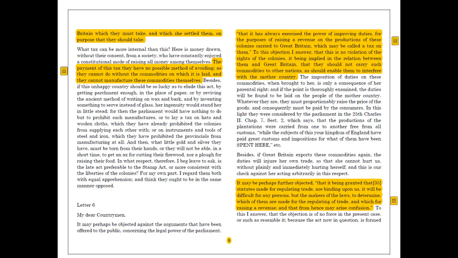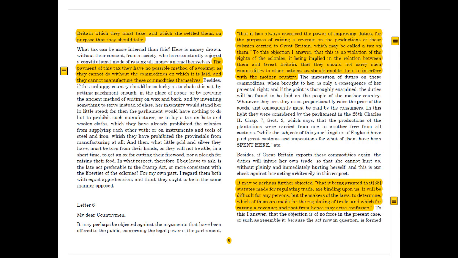Dickinson does not have a particularly good answer to this objection either. He begins letter 6: "It may perhaps be objected against the arguments that have been offered to the public concerning the legal power of Parliament, that it has always exercised the power of imposing duties for the purposes of raising a revenue on the productions of these colonies carried to Great Britain, which may be called a tax on them. To this objection I answer that this is no violation of the rights of the colonies, it being implied in the relation between them and Great Britain that they should not carry such commodities to other nations as should enable them to interfere with the mother countries."